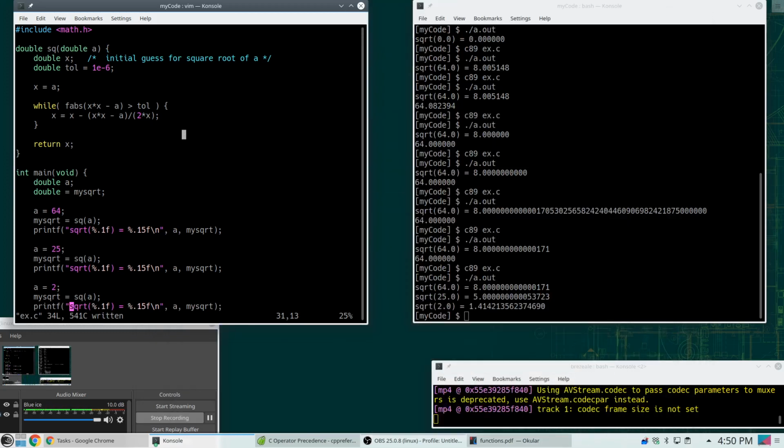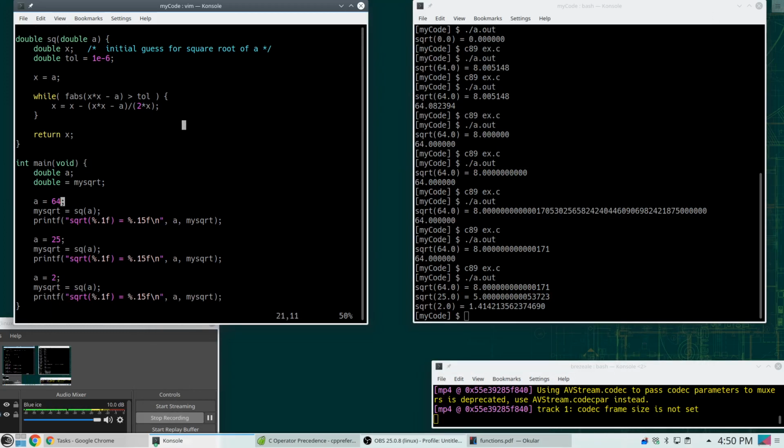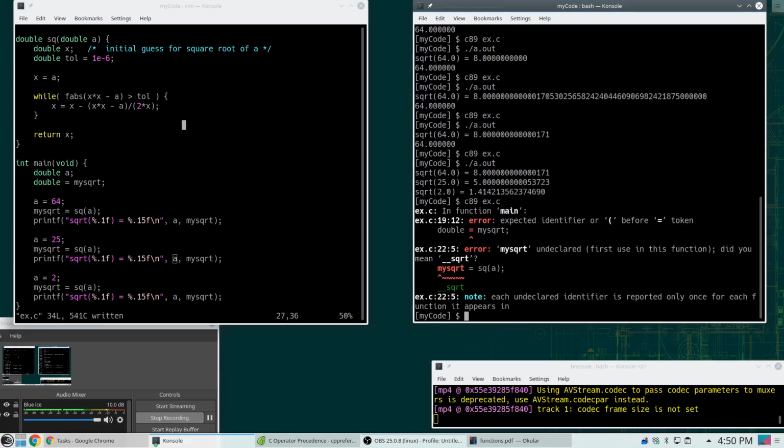So let's check real fast. So A is 64, and we'll get the square root of 64. I could have actually put the function call down here, but I'm being very explicit. So this should be the square root of A. And now I make A 25, do this, and so forth. Let's see what happens when we compile.